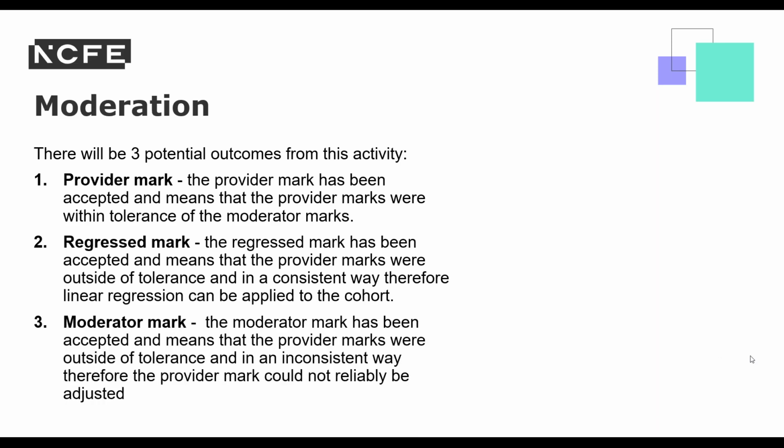And the moderator mark, and this confirms that the moderator mark has been accepted. This means that the provider marks were outside of tolerance and in an inconsistent way. For example, some marks were higher than the moderator mark and some were lower than the moderator mark, with the difference larger than twice the tolerance. Therefore, the provider mark could not reliably be adjusted, and the moderator mark has been accepted for all students within that cohort.